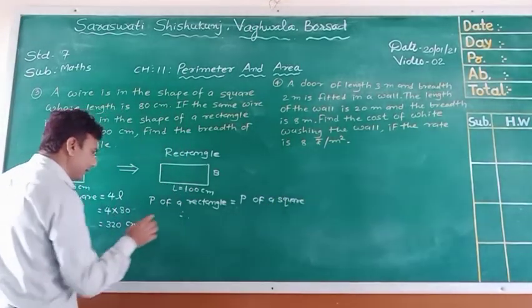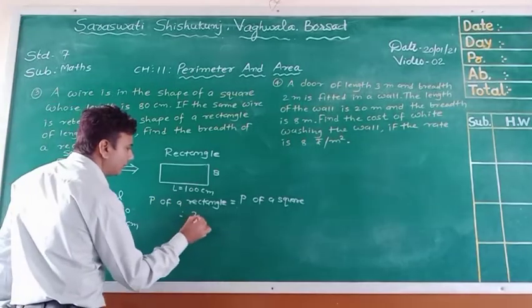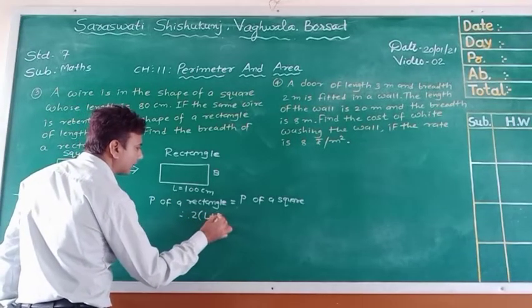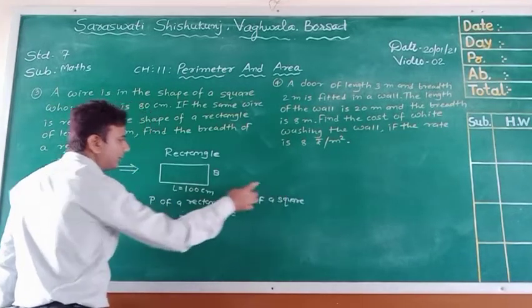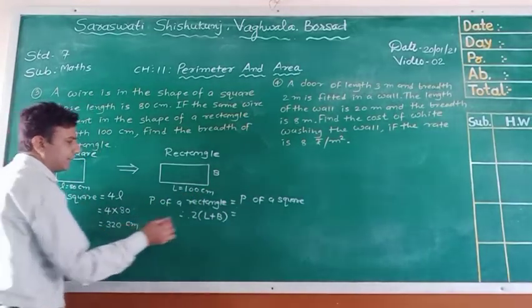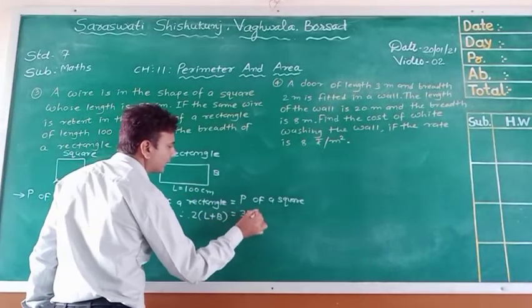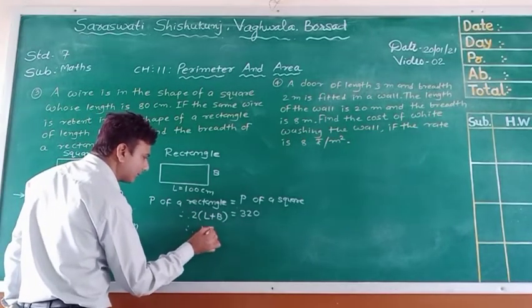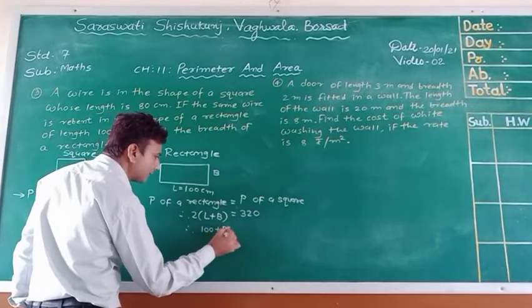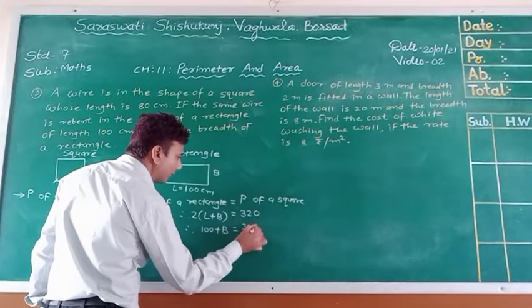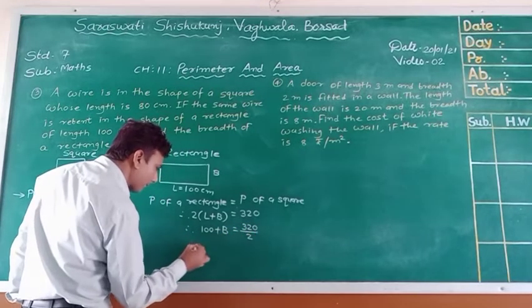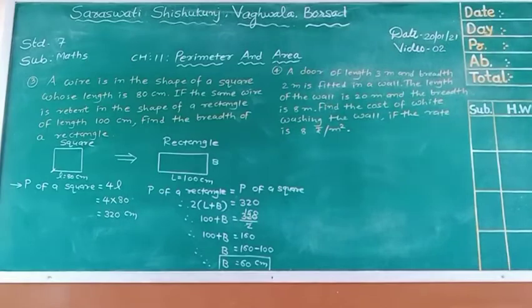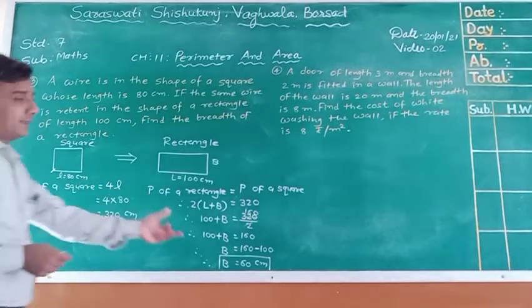Perimeter of a rectangle, formula 2 in bracket L plus B. And perimeter of square we already found, it is 320 centimeters. Now 2 goes downside, length is 100, so 100 plus B is 320 upon 2. So here we got 60 centimeters.